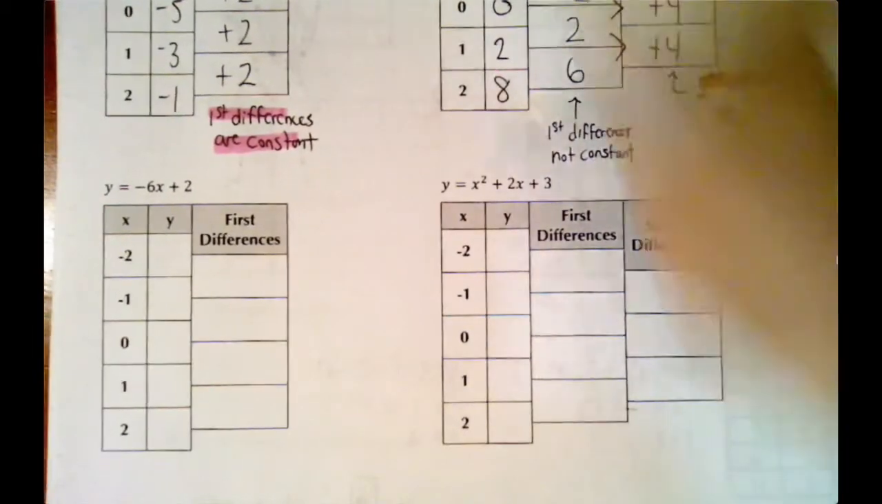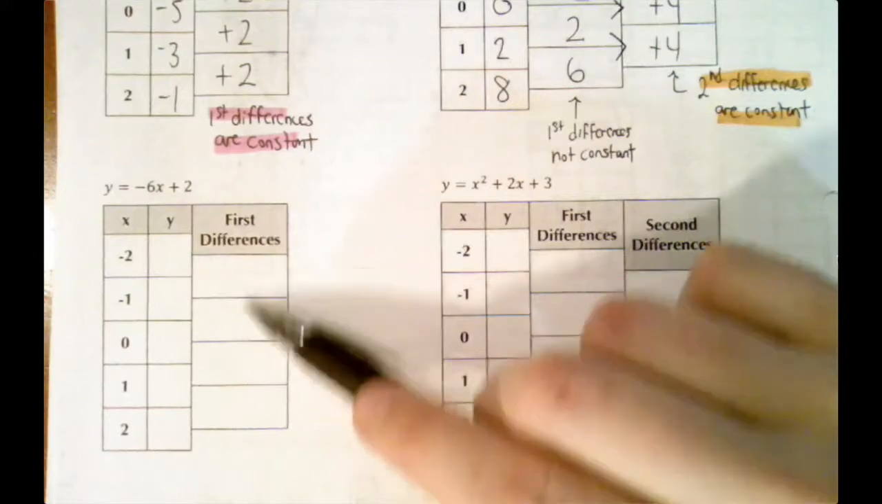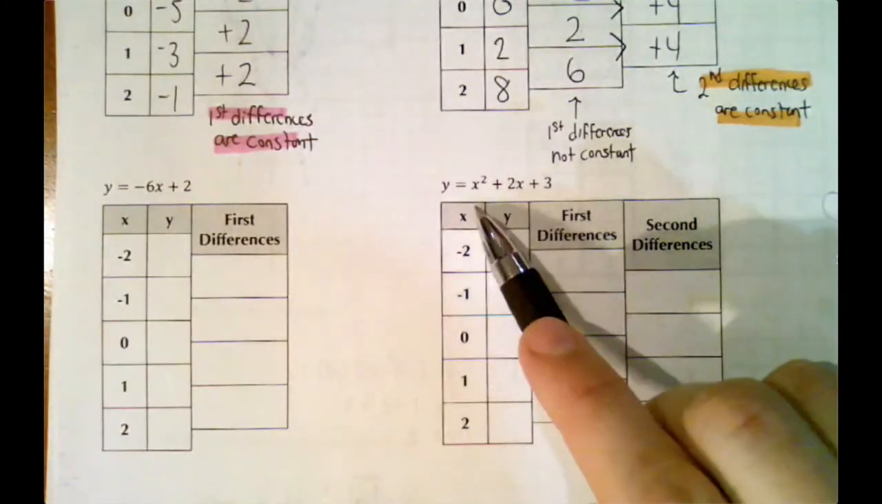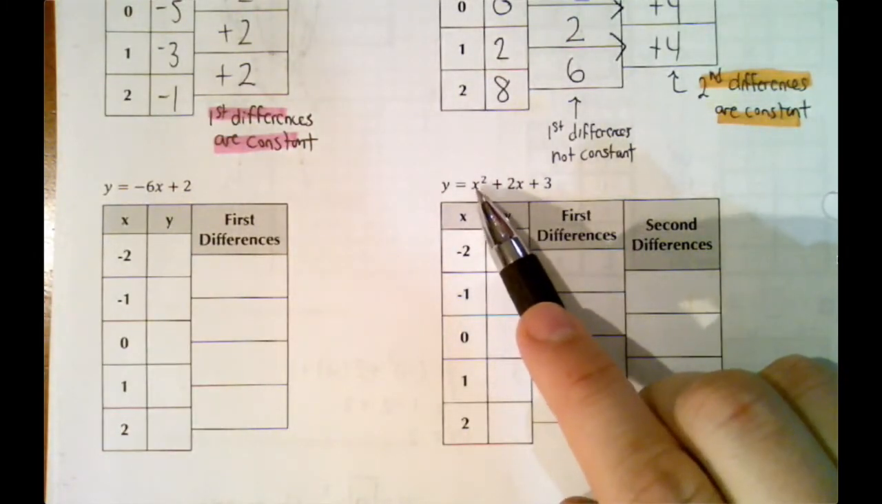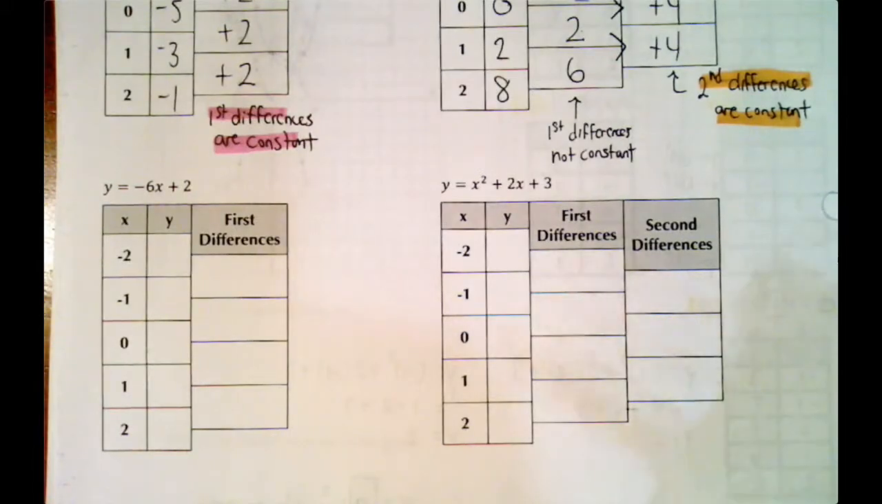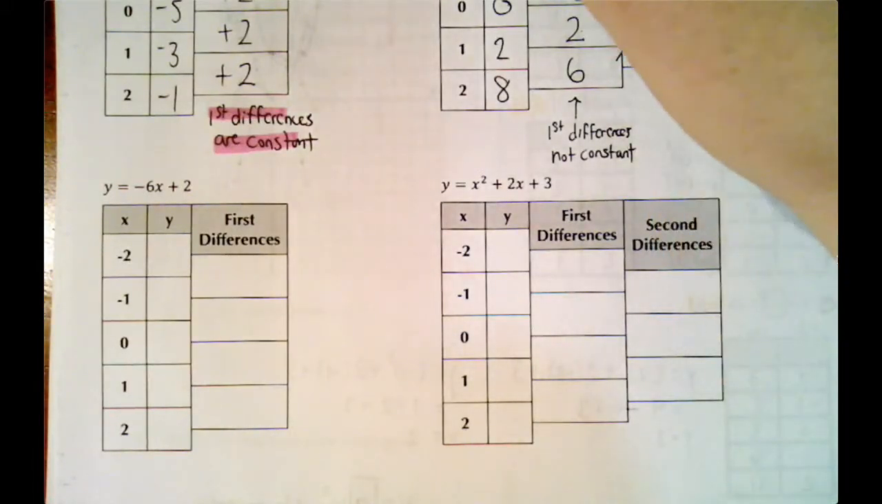There's 2 more tables. I want you to complete those tables and see if you can show for the first one, since it's a line, the first differences are going to be the same. And for this one, since it's a quadratic, because it's got an x squared term, the second differences should be the same. If you can demonstrate that, you understand finite differences.